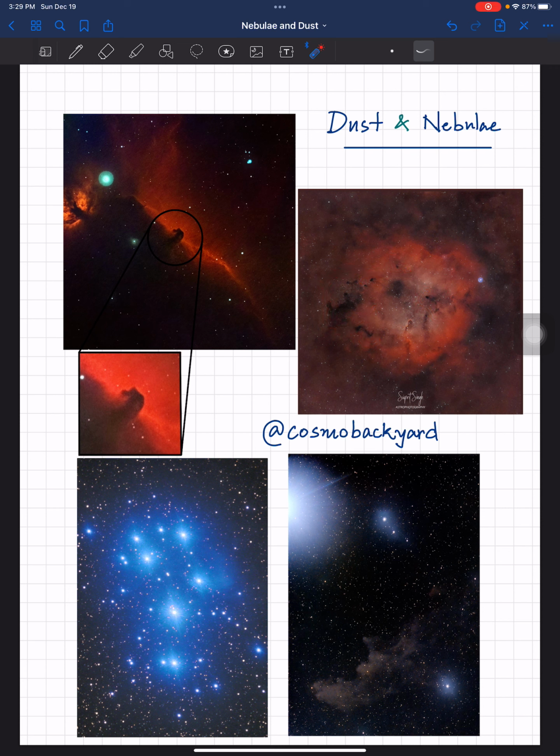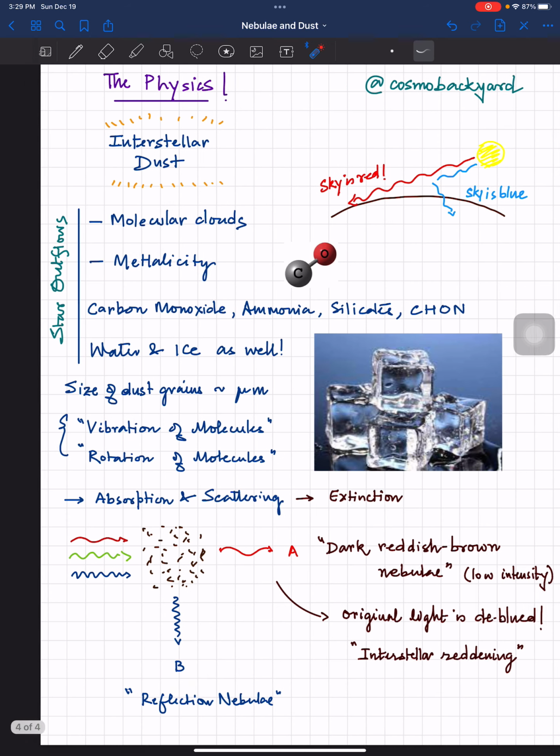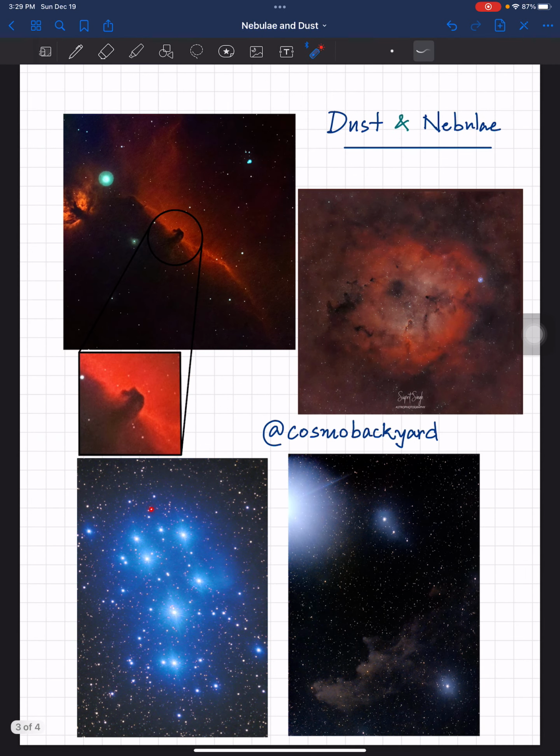Whereas in the lower half, on all these objects, we are actually sitting at position B. So since we are sitting at position B, we are actually observing what is blue light. So in position A, the original light gets de-blued, and that is what we call interstellar reddening. And in position B, we are basically seeing that blue light which was de-blued in that A case. So that is why the reflection nebulae seem bluer rather than dark reddish brown.